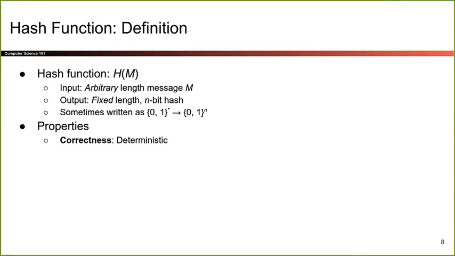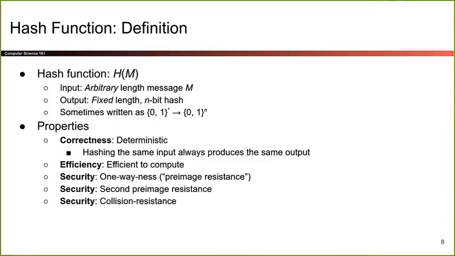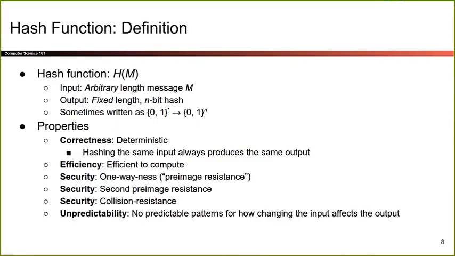Hashing the same thing 10 times is going to give you the same output 10 times. For efficiency, we're looking for something efficient to compute. Again, generally we'll look for things that use bit shifting, XORs, things that are fast in a modern processor. And there are 3 security properties that we're going to dive into in a minute, so I'll just leave them up there for now.